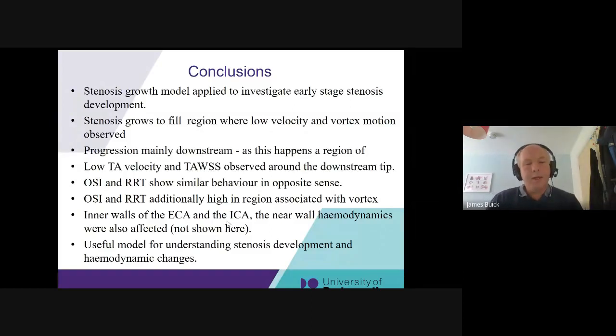I haven't said anything about the inner walls of either the ECA or the ICA. No stenosis developments were seen there, but we did see some changes in the wall hemodynamics due to the stenosis development on the other walls, which we haven't presented here. I think we've got a fairly useful model here for understanding both the stenosis development, but also how that development affects the hemodynamics of the blood as it's flowing through the artery.